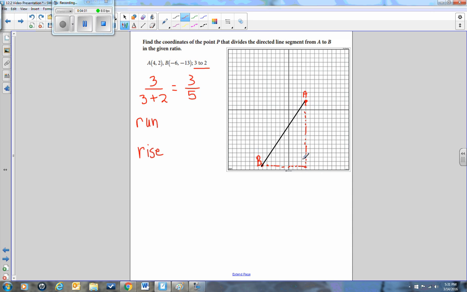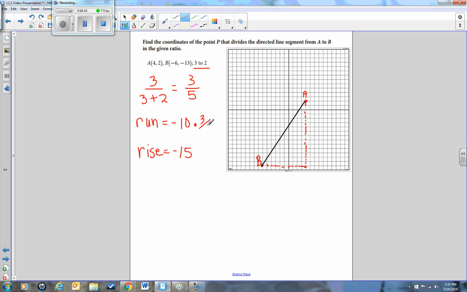For my run, I'm moving from A to B, so I'm moving backwards and it's going to be negative. The X value here is 4, and I'm moving to -6. That's a movement of 10 spaces backwards. Now my rise, I'm technically falling, so we write a negative. How far did I drop? A's Y value is at 2, and I dropped all the way to 13. 2 and then 13 more spaces is a drop of 15. I want to do 3/5 of that to find out where P should be.